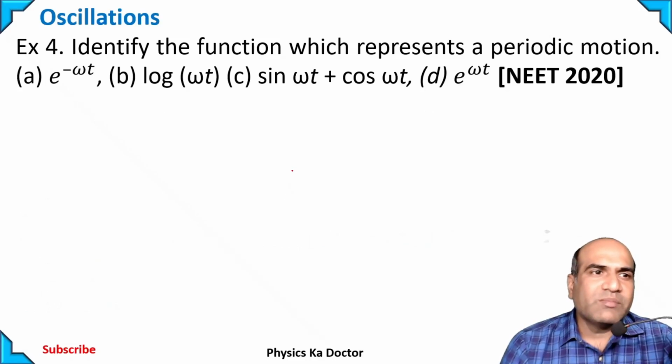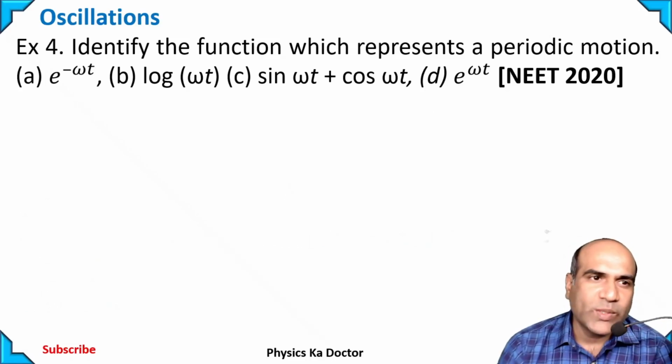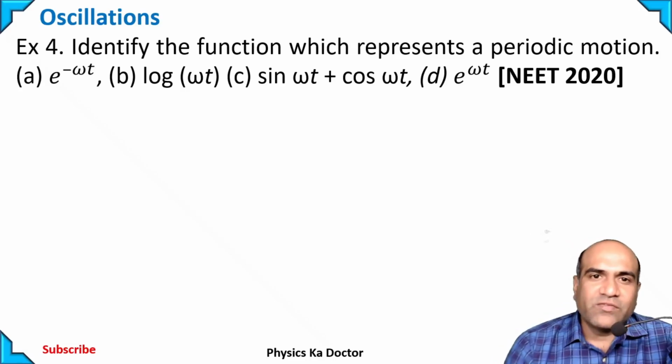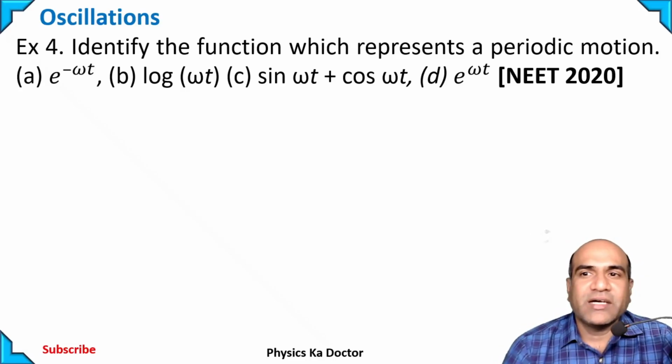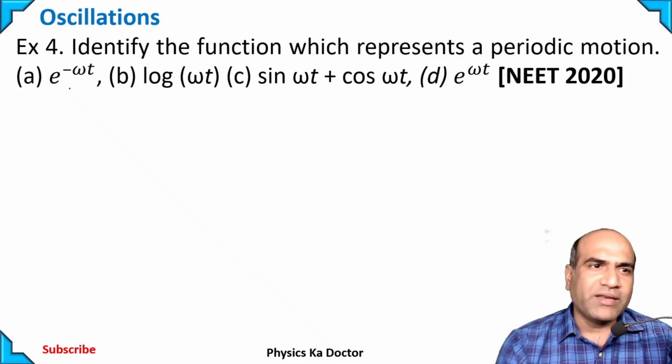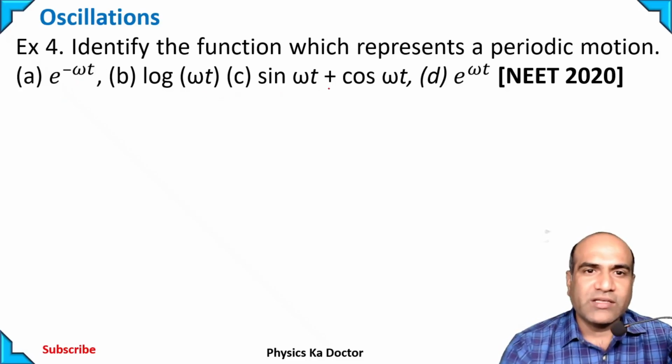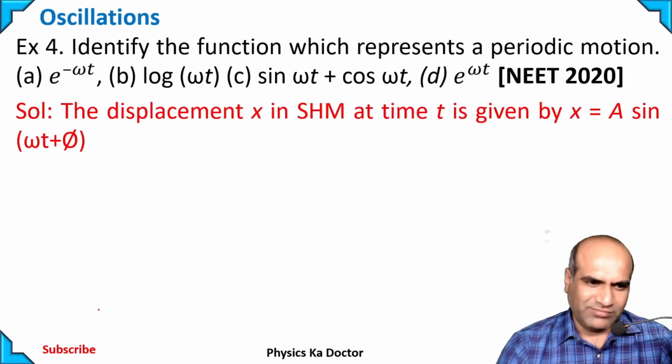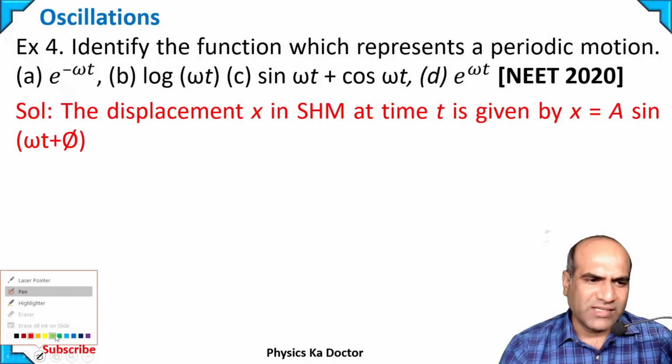Example number 4 from NEET 2020. Identify the function which represents a periodic motion: A e power minus omega t, log omega t, sin omega t, cos omega t. We already solved this example many times.